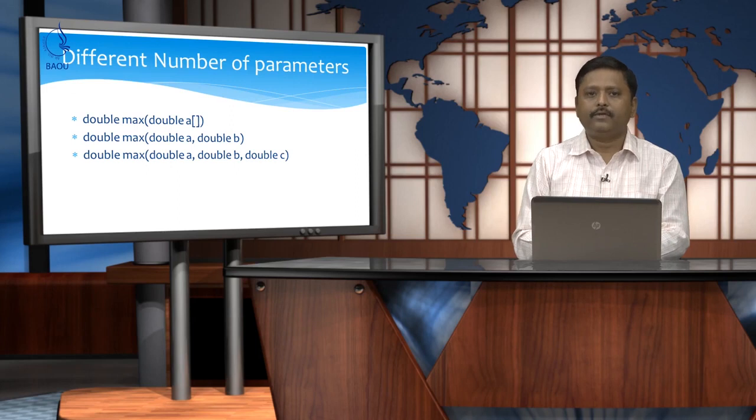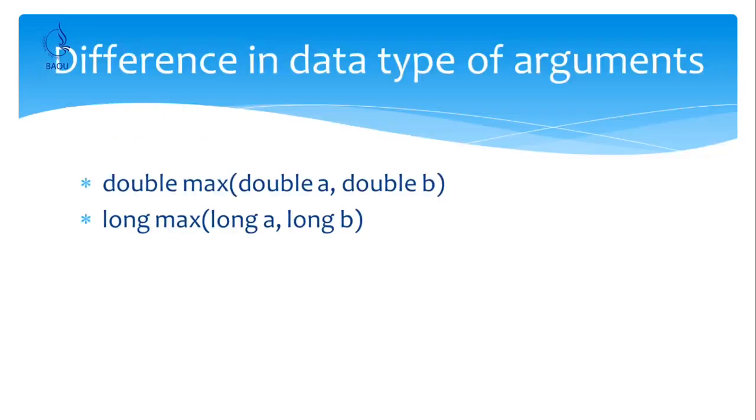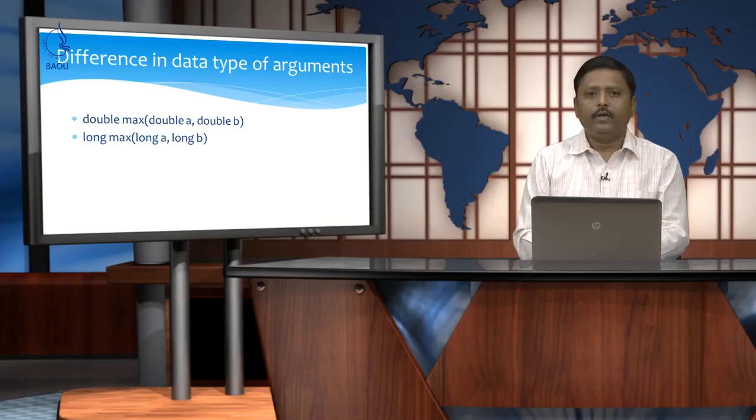So, this is the first case, where the number of parameters is different. The second case is where there is a difference in the data type of the arguments, because the number of arguments is the same, but the type of argument is different. In the first case we want to find the maximum of two double values, and in the second case we want to find the maximum of two long values. Here the number of parameters is the same, but what is different is the type of parameters. This is how we can also achieve method overloading.